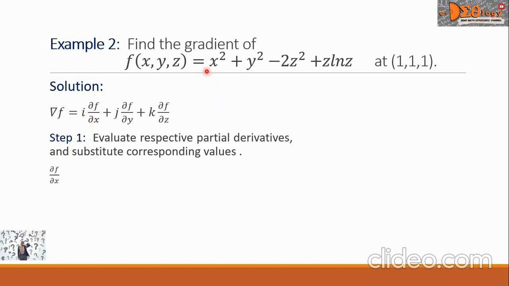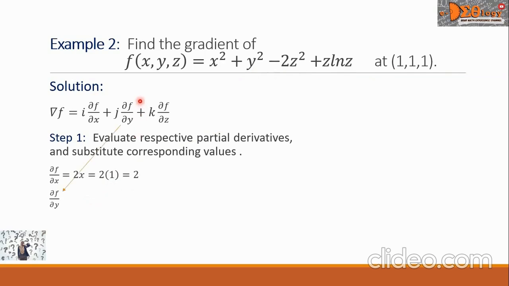Partial derivative of x squared with respect to x is 2x. The other three terms here have no variable x, so all of them are considered constant. Taking the derivative, we will get 0. So the value here is only 2x. Now let us substitute the corresponding value for x. We have now 2 times 1. The product is 2. Let's proceed.